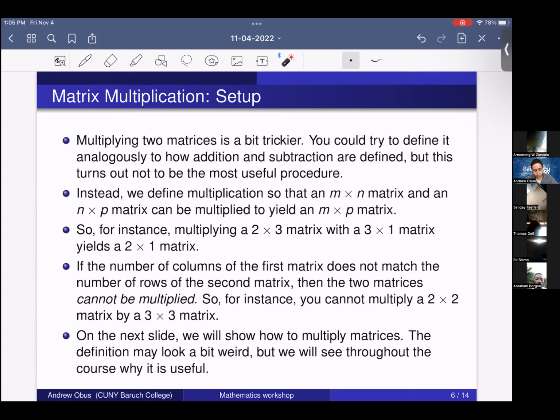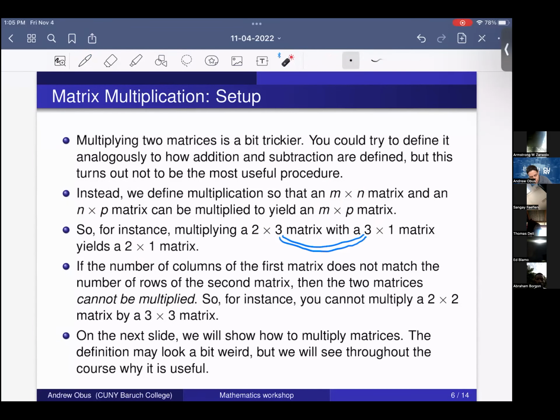Instead, we're going to define a weird multiplication where if I take an m by n matrix and multiply it by an n by p matrix, then the result is going to be an m by p matrix. So for instance, if I take a 2 by 3 matrix and multiply it by a 3 by 1 matrix, then the result is going to be a 2 by 1 matrix. What you need is for these 3s to match.